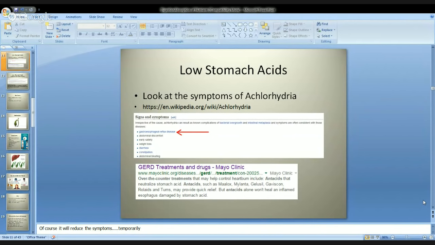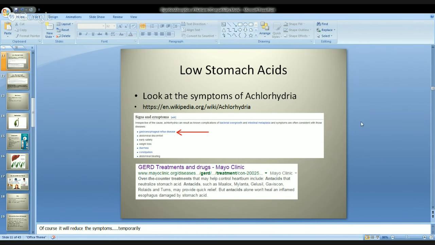Well, check this out. If you look that up, one of the symptoms of achlorhydria, low stomach acid, is gastroesophageal reflux disease. What does that mean? It means one of the symptoms is GERD. Hello? It's the cause of GERD. It's not the symptom. And if you look up GERD, as far as the treatment, they say take antacids. It doesn't make sense. It's just a big business. And unfortunately, a lot of people assume they have too much acid and they take the wrong thing.